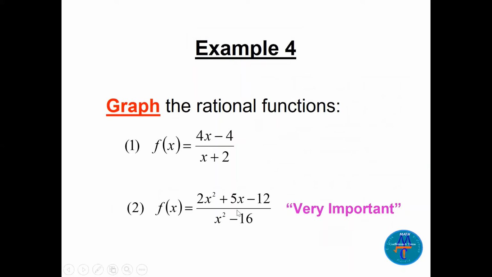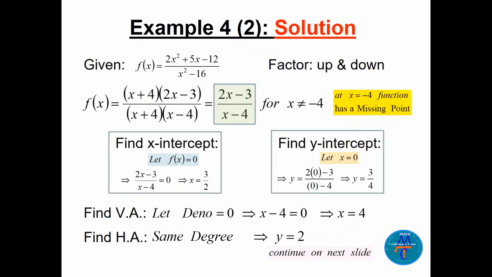2x squared plus 5x minus 12 divided by x squared minus 16. Now the second one, let's factor up and down. That's why it's important. Little tricky. So let's factor 2x squared plus 5x minus 12. We factor it like this, and x squared minus 16 like this. We can cancel x plus 4.